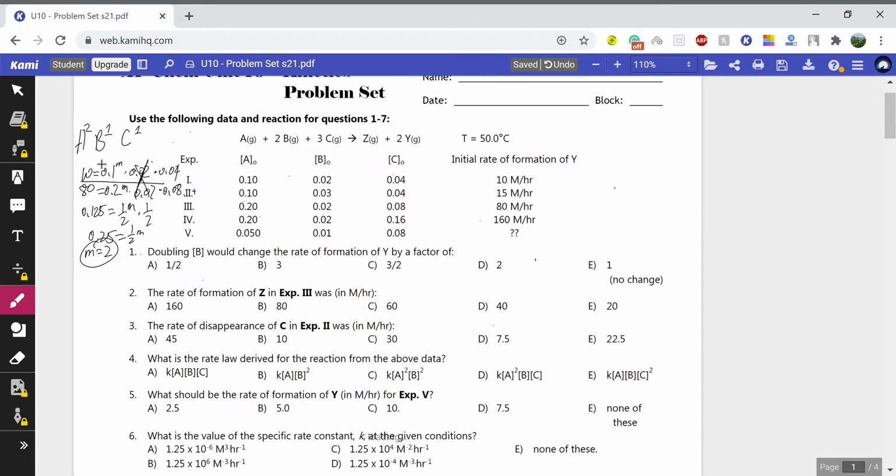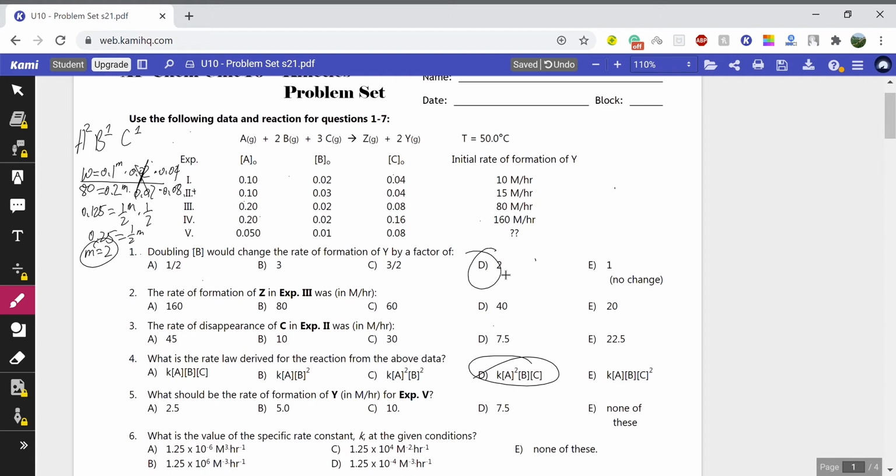So let's go back to 4. What is the rate law? Rate law will be K times A to the second power, B to the first power, and C to the first power. Now we can come back to number 1. Doubling the B will change the rate of formation of Y by a factor of, B is first order. So when you double something in first order, it's going to double the rate of formation. And so that's why our answer for that is D.